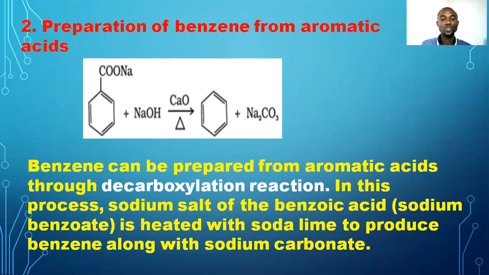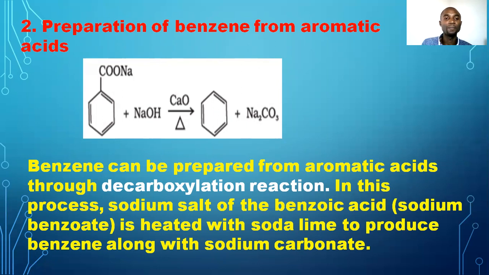In this process, the sodium salt of benzoic acid, which is sodium benzoate, still a derivative of benzene, is heated with soda lime to produce benzene alongside sodium carbonate. Soda lime is a mixture of sodium hydroxide and calcium oxide. But the equation will represent sodium hydroxide because it's the active reagent. And the sodium carbonate will be produced alongside benzene. So this is one of the ways in which we prepare benzene.